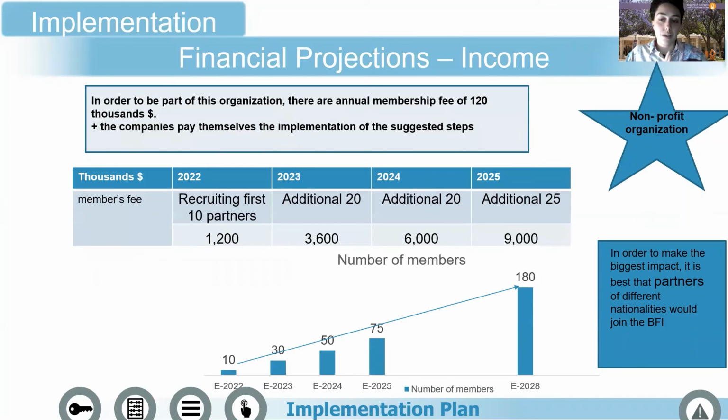Now, we don't forget that this organization is a non-profit organization. The way this organization has a budget is through annual membership. Every member pays $120,000 a year, and as I mentioned, more donations if they want. All the other expenses of the program and the implementation in the companies themselves, in their environments, are taken care of by the companies themselves. We estimate that in the first year we will have 10 partners, and then a very fast incline, so that in 2028 we will see 180 members in the organization.